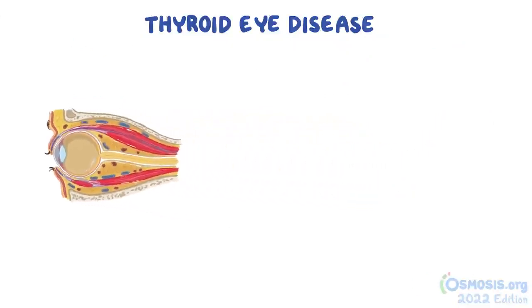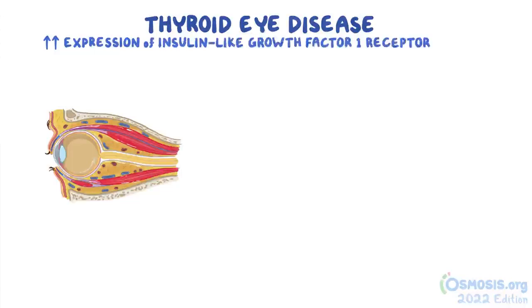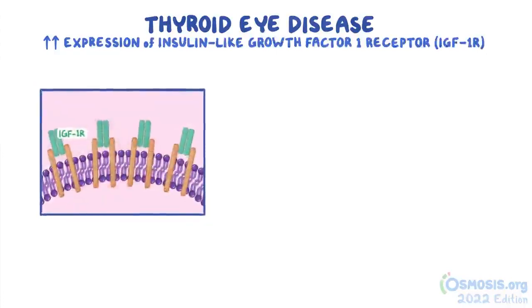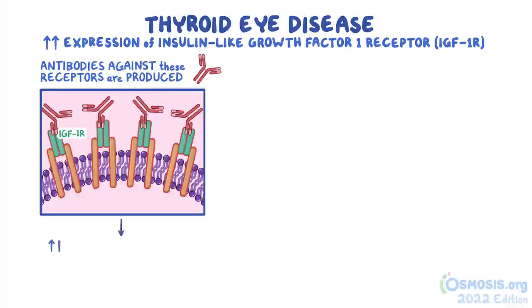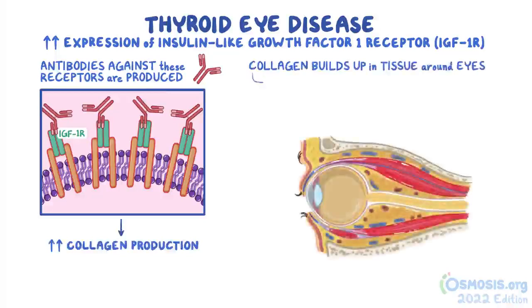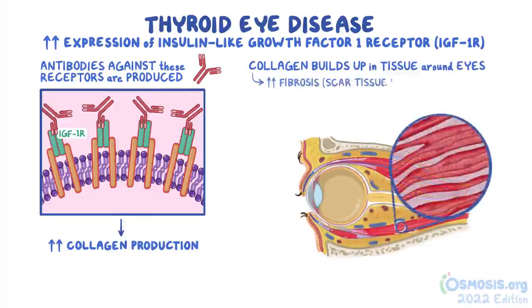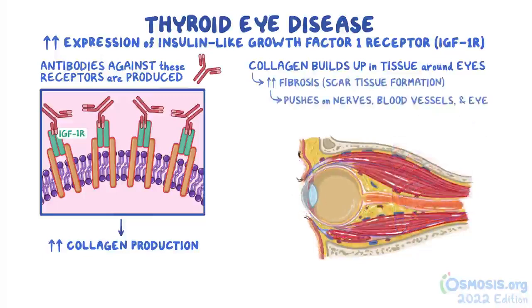Individuals who develop thyroid eye disease also have an increased expression of insulin-like growth factor 1 receptor, abbreviated IGF-1R, on the tissue around the eye. Researchers believe this receptor plays a significant role in the development of the disorder. Antibodies against these receptors are produced in people with thyroid eye disease, and once bound to the IGF-1R, they can increase collagen production. Collagen builds up in the tissue around the eyes, causing excessive fibrosis or scar tissue formation. This pushes on nerves, blood vessels, and the eye itself.